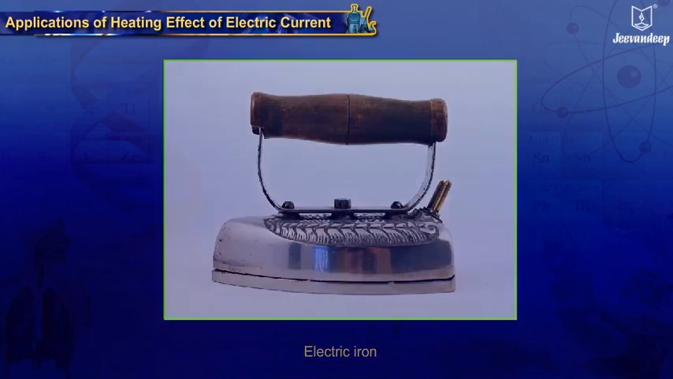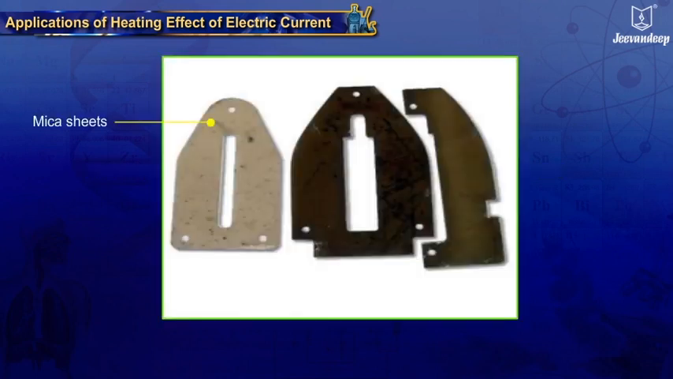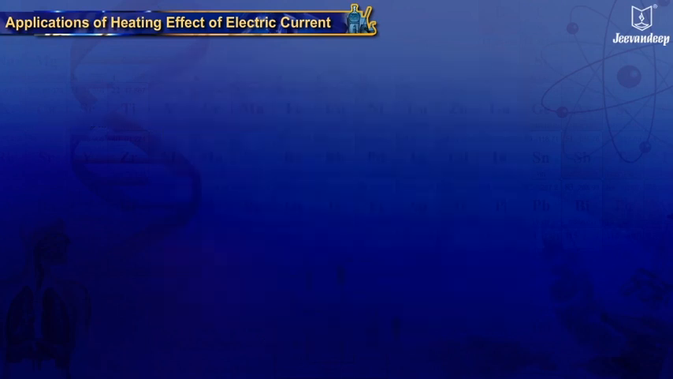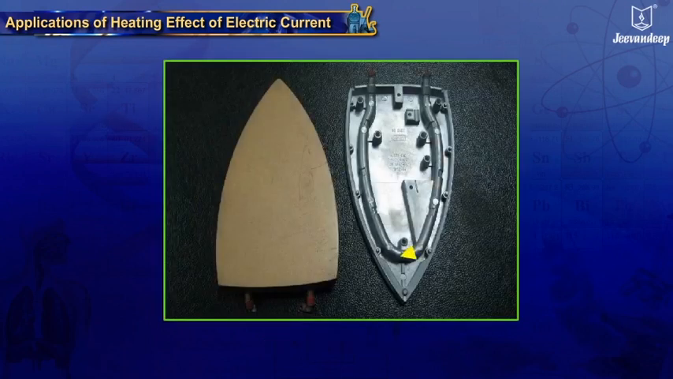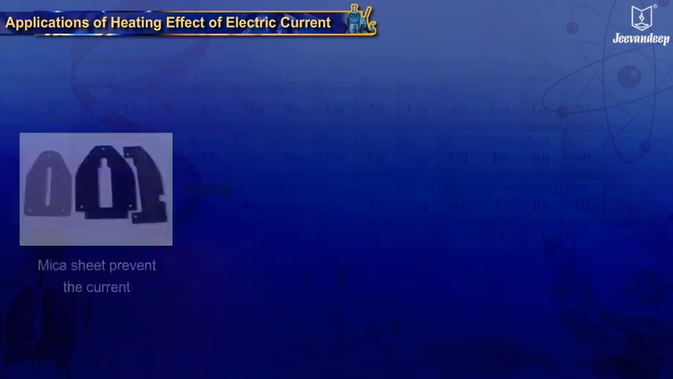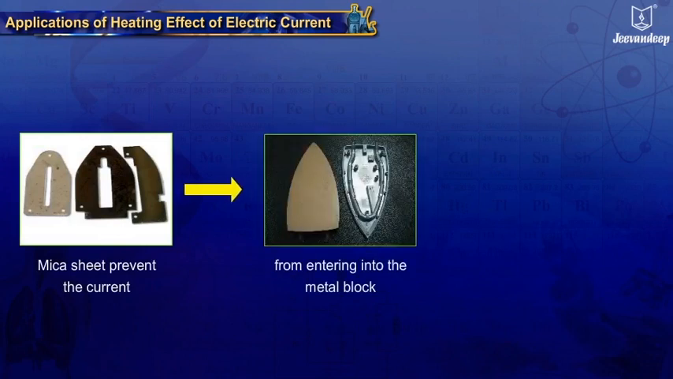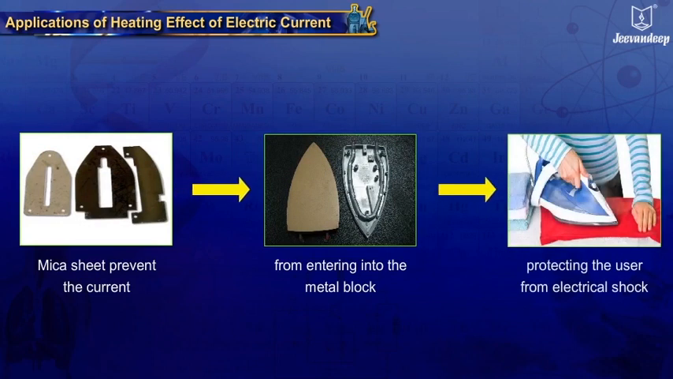An electric iron consists of a heavy metal block enclosing a coil of high resistance, covered by mica sheets, which are bad conductors of electricity but good conductors of heat. When an electric current is passed through the coil, it gets heated and we can iron clothes with it. The mica sheets prevent the current from entering into the metal block, thus protecting the user from getting an electrical shock.